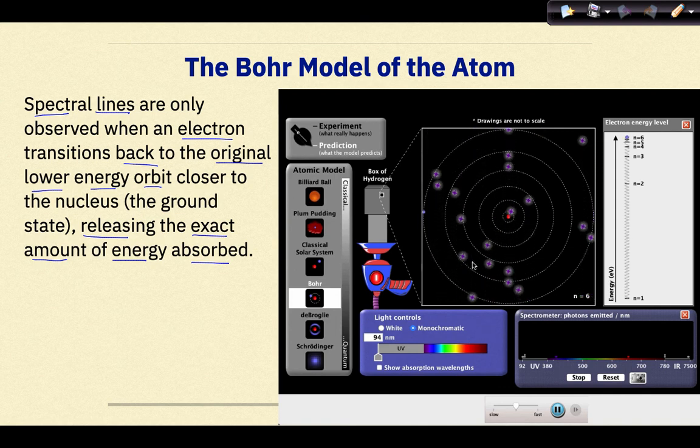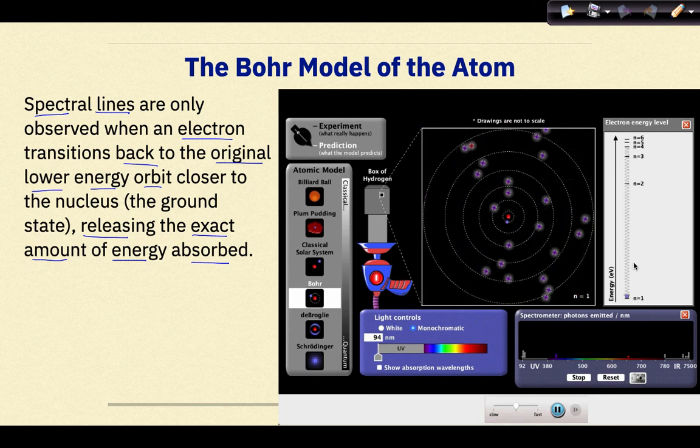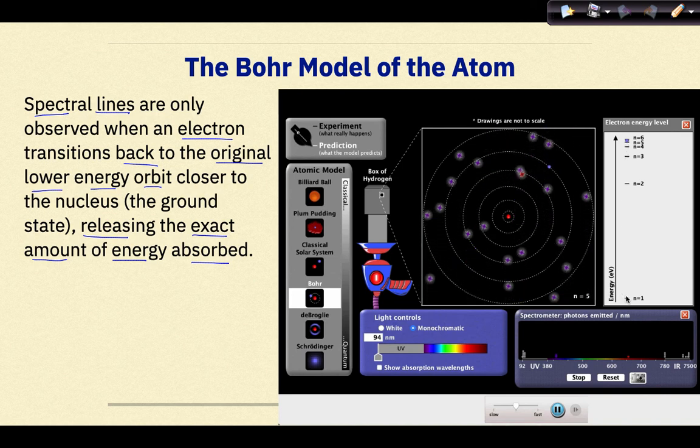So what we can see from this PhET simulation is that this electron closer to the nucleus collides with a photon, jumps to a higher energy level, and then returns back to the ground state. We can see this in this electron energy level diagram over to the right, where electrons are absorbing energy and then falling back down to ground state, showing the electron moving from the ground state up to the excited state and then back down to ground state.